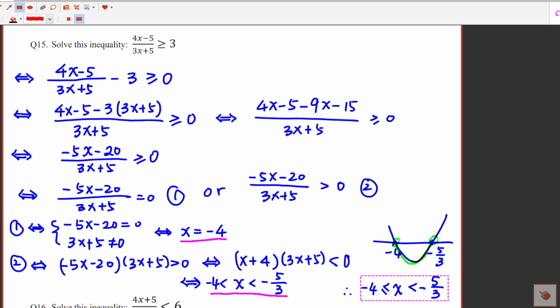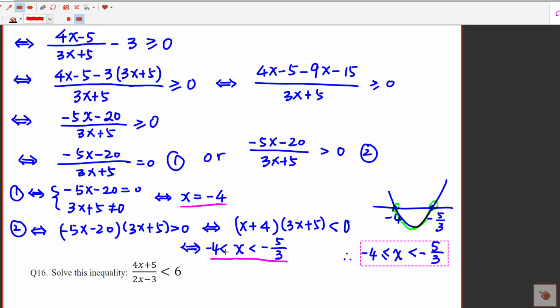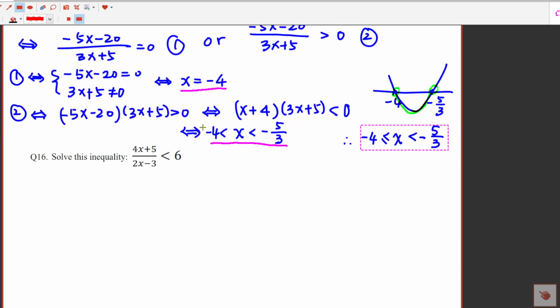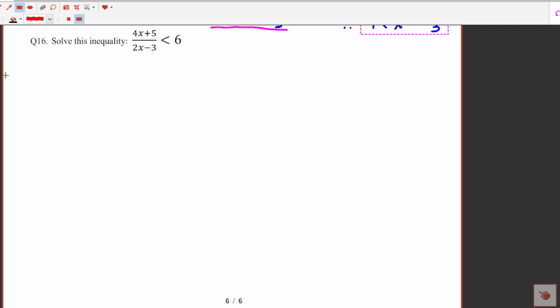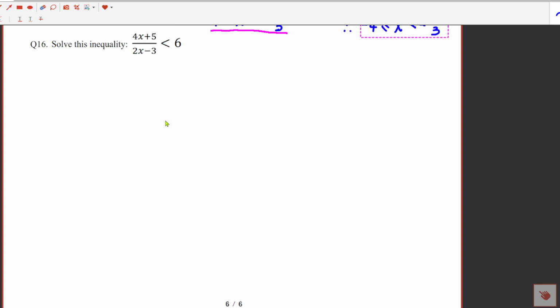Alright, then let's consider question number 16, the last one. Again, the method should be the same as question number 15. Just do not multiply both sides by 2x minus 3, because you're not sure whether it's greater than 0 or less than 0. So you cannot decide whether to change the direction of the inequality sign here. But usually we'll put everything to one side of the inequality. So the original inequality is equivalent to this one.